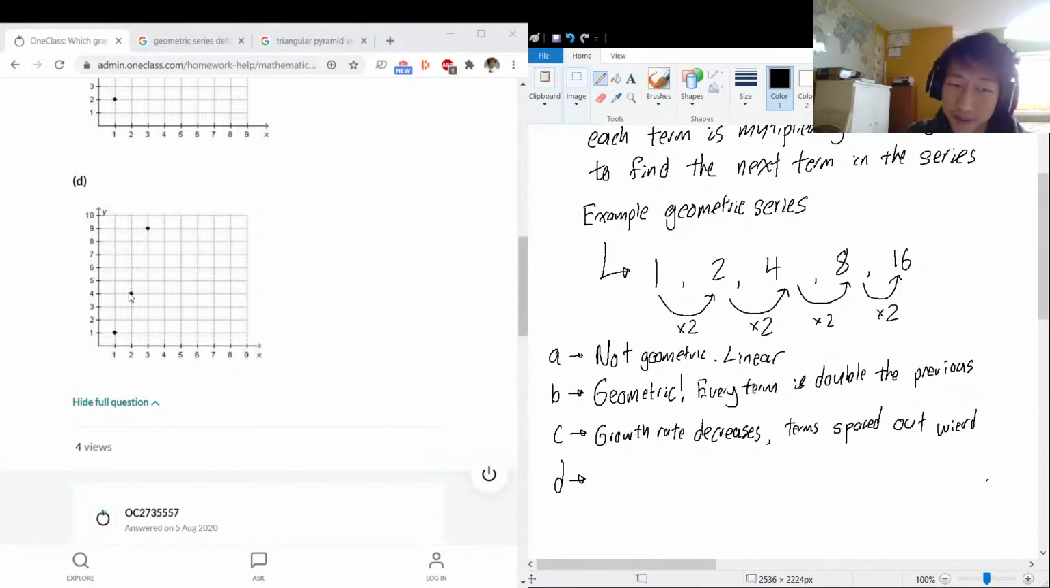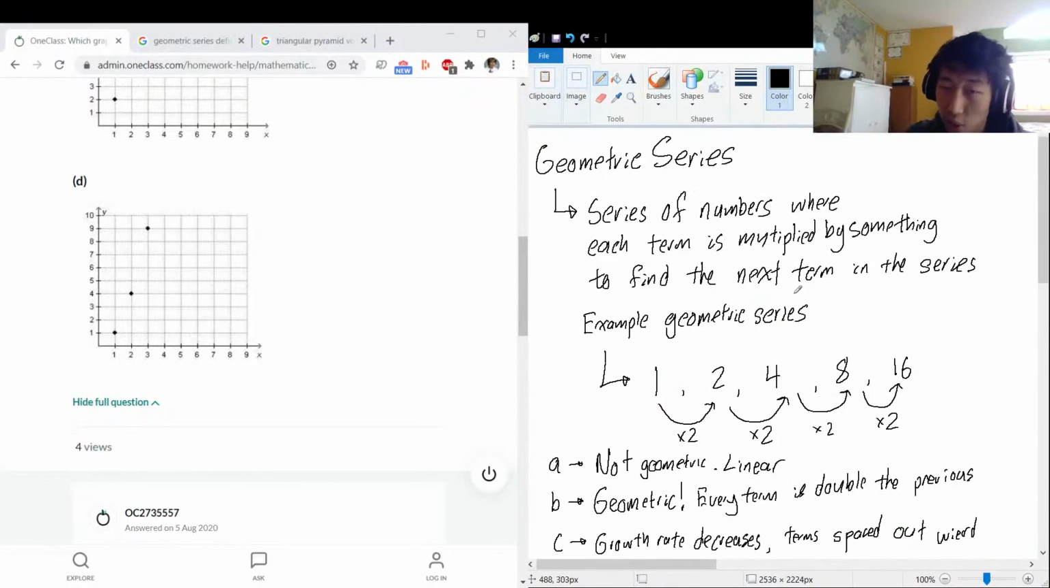It's actually a parabola, because it seems like the y value is just the x value squared. Like you see here, x value is 1, square that, becomes 1. X value is 2, square that, you get 4. For x value 3, you square that, you get 9. This is a parabola, which is certainly not geometric, because you're squaring your term number instead of multiplying something to your previous term.